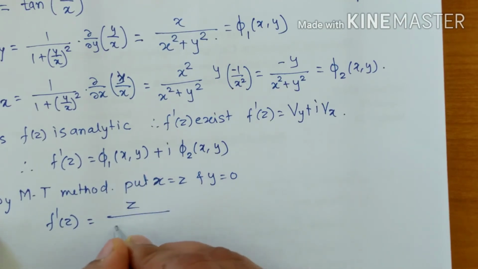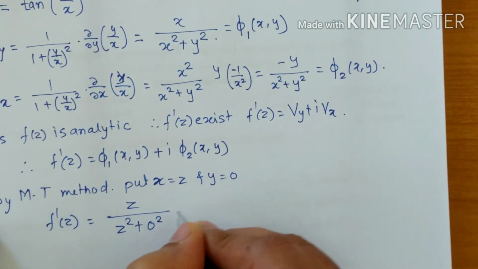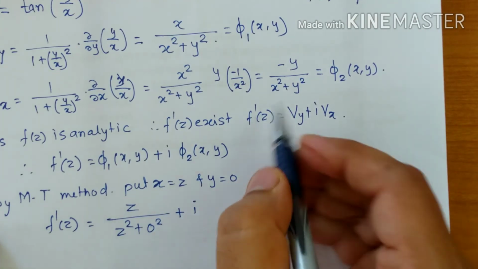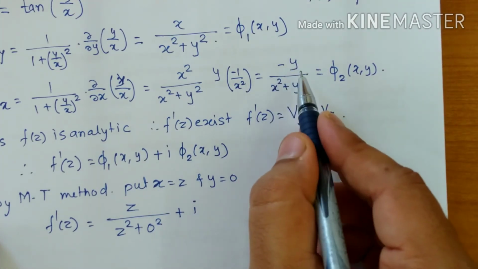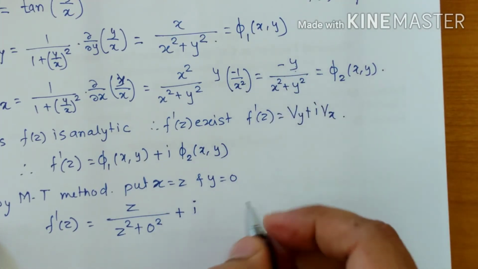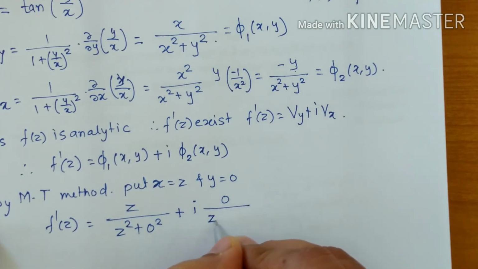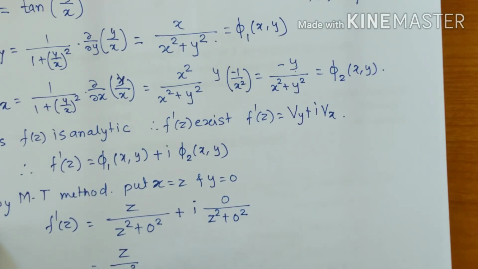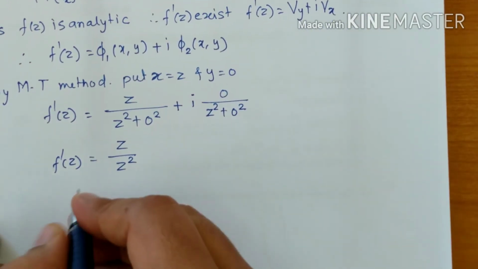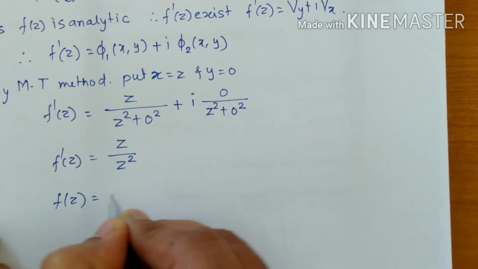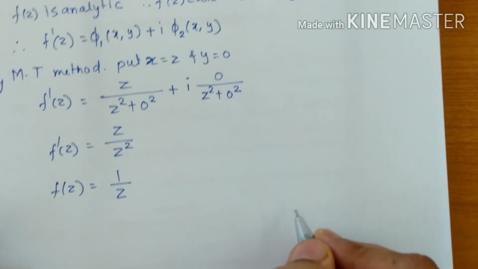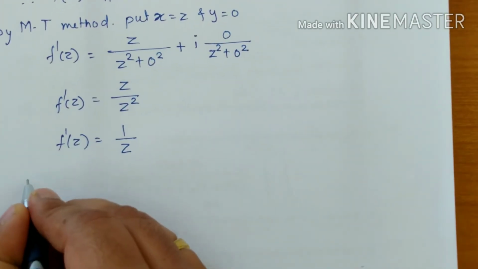Therefore f dash of z becomes, this is my phi 1 where I substitute x equal to z and y equal to 0. Therefore we get z upon z square plus 0 square plus I times phi 2. In phi 2 we substitute y as 0, so we get 0 divided by z square plus 0 square. Of course this term is going to be 0, and here I am getting z upon z square, which is nothing but 1 upon z. F dash of z is equal to 1 upon z.